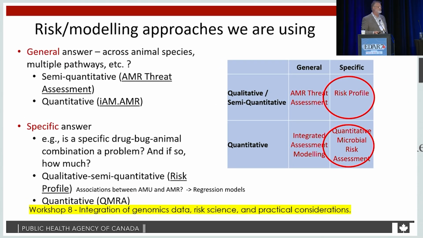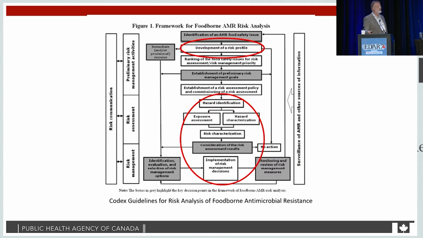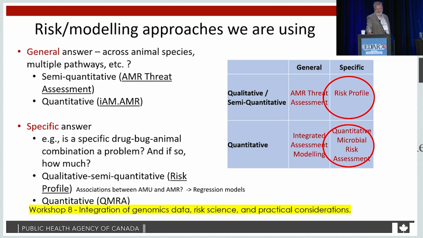When we're trying to answer specific questions or look at specific things, we've mostly stuck to the guidance of the Codex Alimentarius. So this is the risk profile followed by a QMRA, and there's several examples of that which will be discussed, I think, in workshop 8 by Dr. Carson. We've also done a qualitative threat assessment that looks at things in general, but when we were trying to do something quantitative in general, we went with this integrated assessment modeling approach.